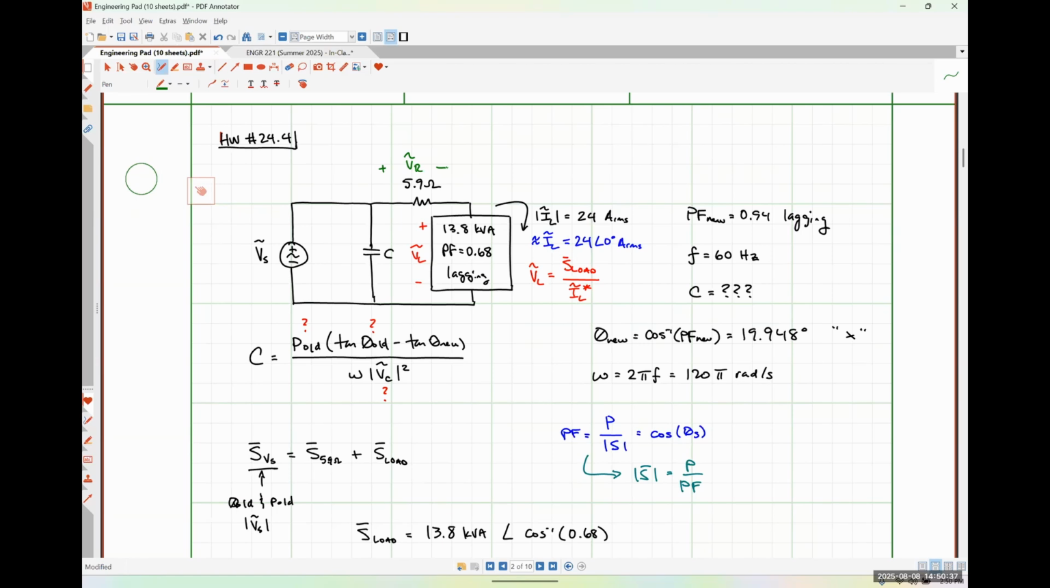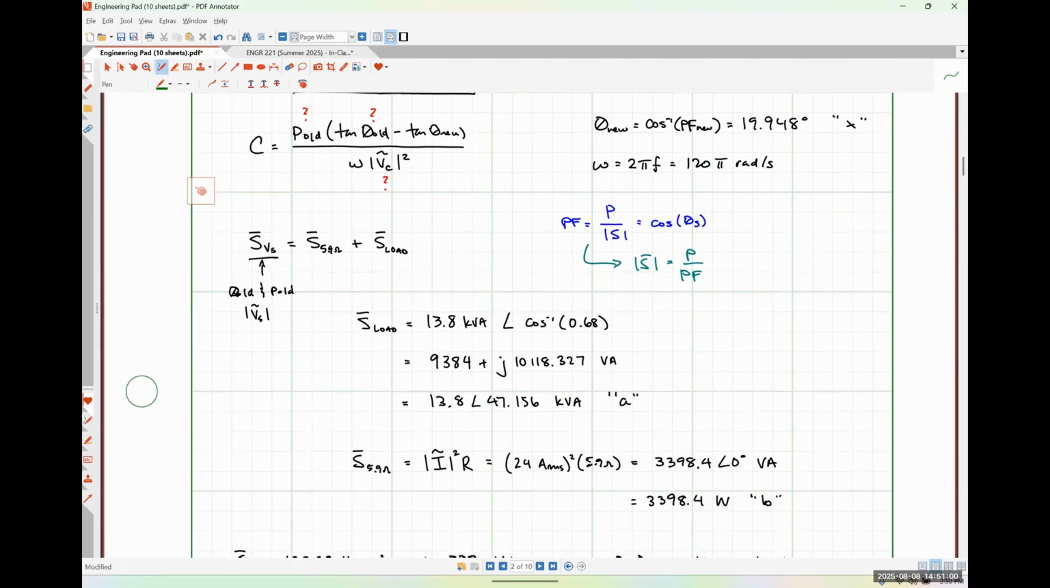But it involves using one of those relationships that I said we don't really have to bother with too much because our calculator does most of it for us. So that relationship is actually our apparent power equation. And apparent power is nothing more than the magnitude of the current times the magnitude of the voltage.